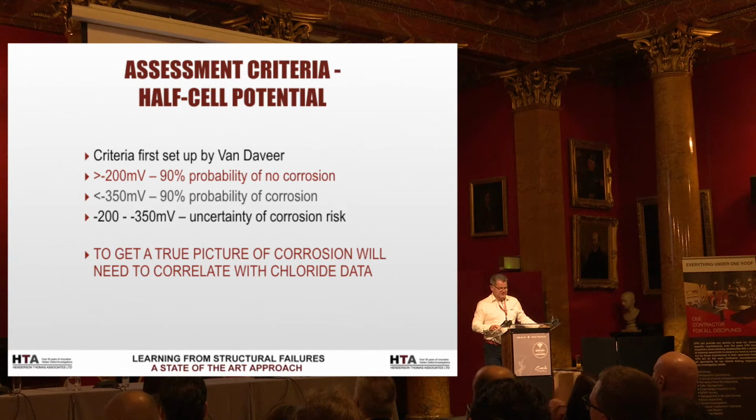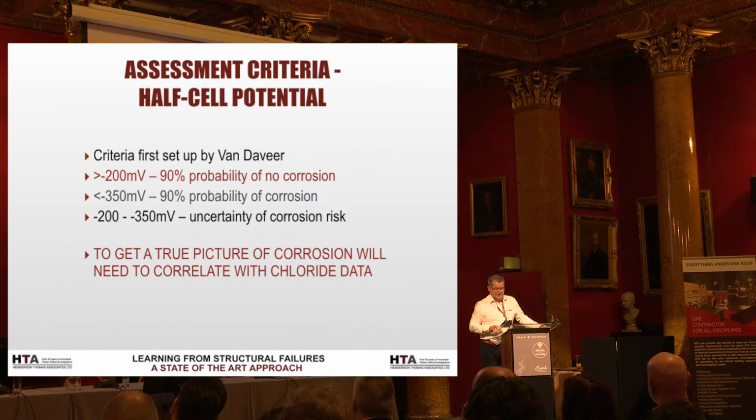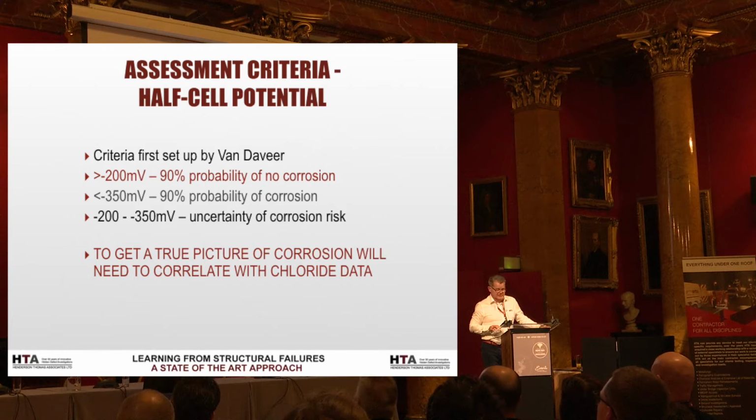So the assessment for half cell potential criteria was initiated by an American engineer called Van de Veer. This was based upon a lot of studies on concrete bridge decks in the US. Because in the US they do their construction slightly differently from what we do here in the UK, a lot of the bridge decks and the roads over there are concrete. They're not covered by blacktop with waterproofing. And so Van de Veer used the technique of half cell potential to take readings. And as you can see here, the readings that we record are millivolts. Generally, the more negative a value you get, the more indicative you have a high possibility of corrosion occurring.